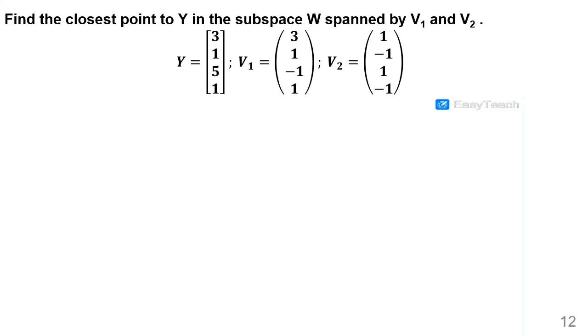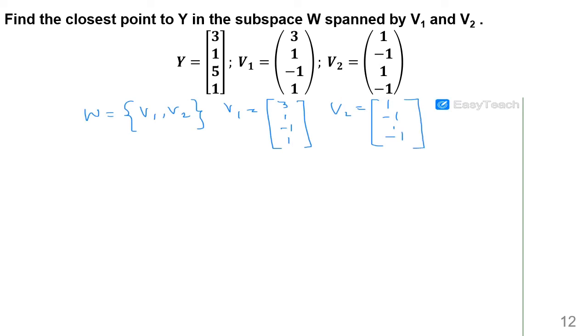In this problem, we need to find the closest point to y in the subspace W, which is spanned by V1 and V2, where V1 is given by (3, 1, -1, 1), V2 is equal to (1, -1, 1, -1), and the vector y is defined as (3, 1, 5, 1).